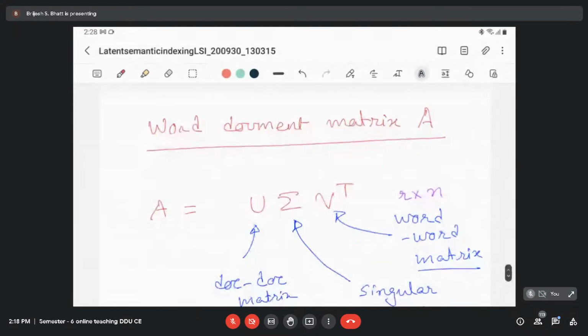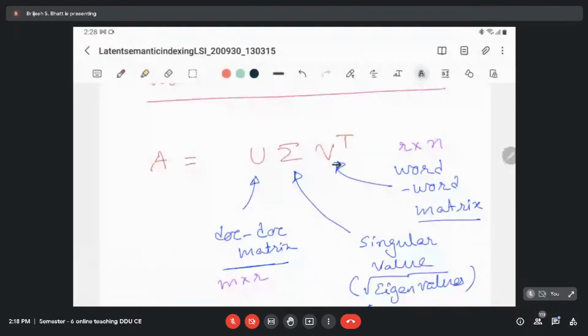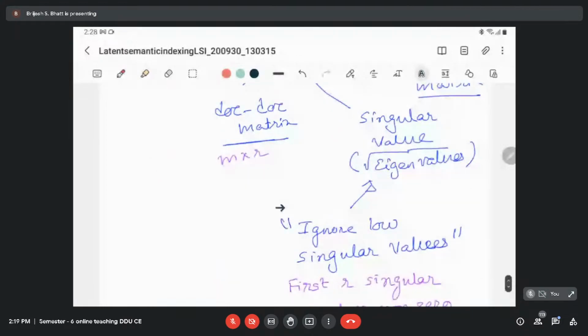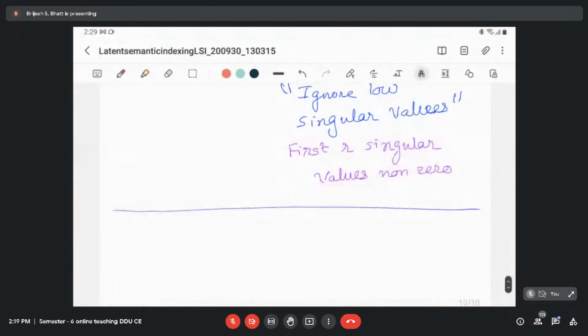So we are given a word document matrix A, which we divide into three matrices, U, sigma, V transpose, where U is the document matrix, sigma is the singular values which are the square roots of eigenvalues, and V transpose is the word matrix. What we do is ignore low singular values. So in sigma, arrange the diagonal in descending order of eigenvalues and remove the low values at the end. You take only the first R singular values which are non-zero, and then you get only the important factors. Right, so this is latent semantic indexing.